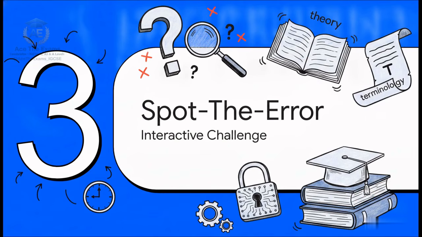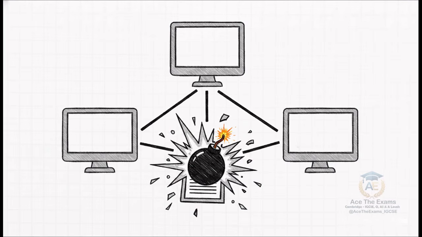Section 3, Interactive Spot the Error Challenge. All right, let's raise the stakes. We're going to take all this theory and apply it to a classic Cambridge past paper scenario. Picture this. A corporate network relies on symmetric encryption. And here is an actual style of student answer we see all the time. The sender uses a public key to encrypt the file, and the receiver uses a private key to decrypt it, keeping the network safe. Sounds pretty technical, right? Actually, scratch that. It is a complete disaster.